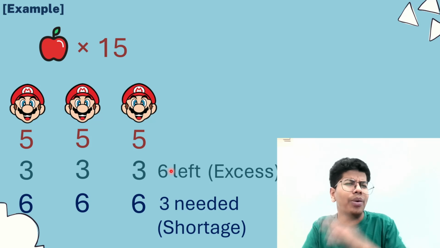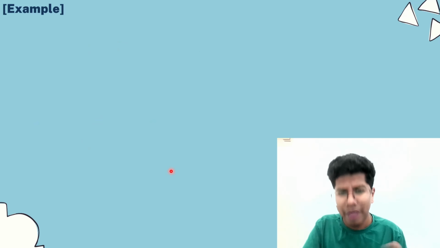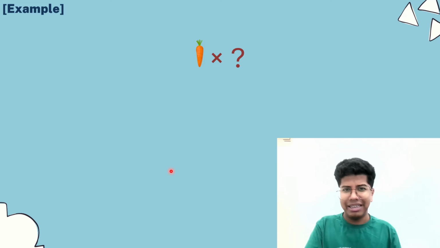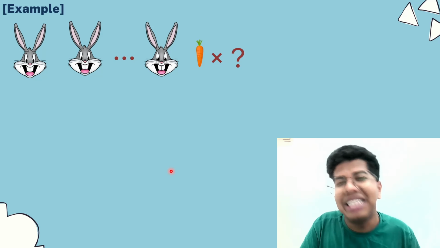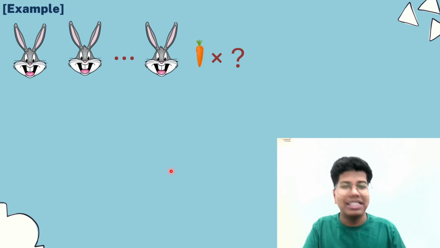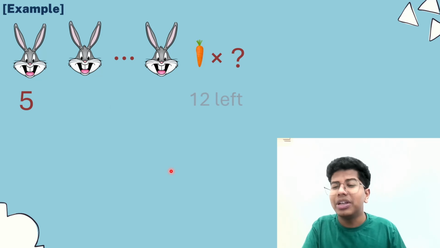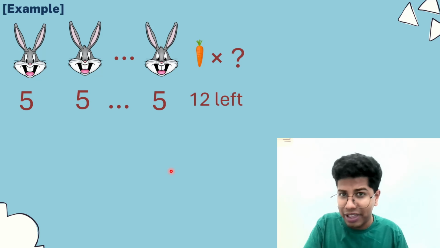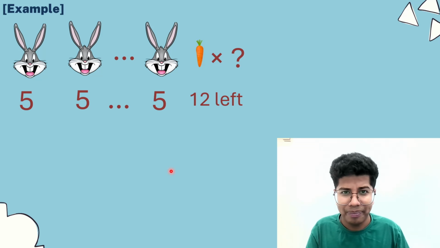Now let's see how we can tackle questions based on this. For this, let's take another example. Let's say I have some number of carrots and I want to distribute these carrots to some bunnies. I don't know the number of bunnies that are present. But let's see if I try distributing the carrots to them. Let's say I distribute 5 carrots to each one of them, and the number of carrots left with me is 12.